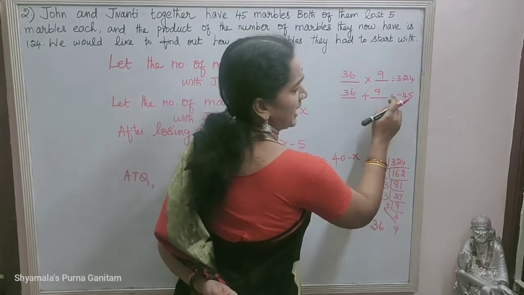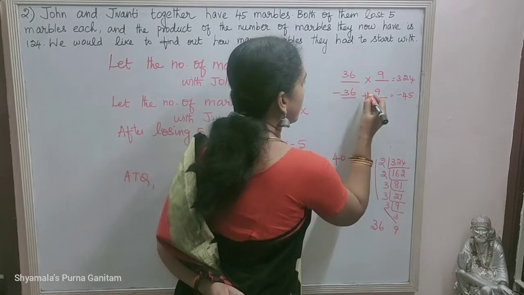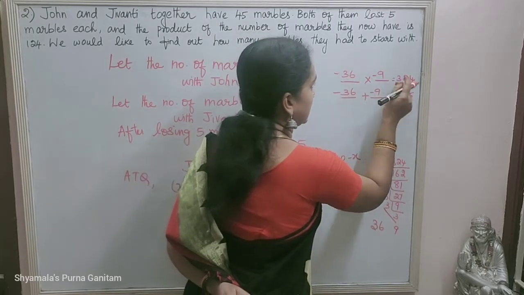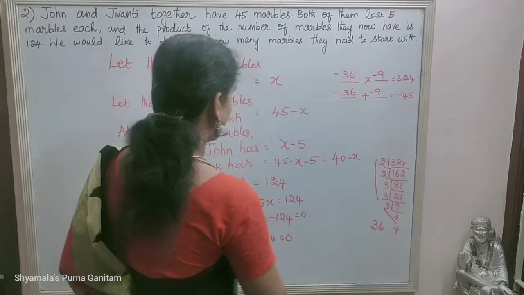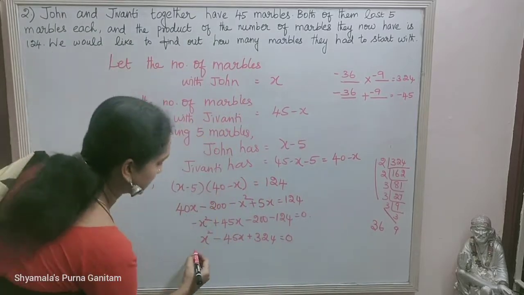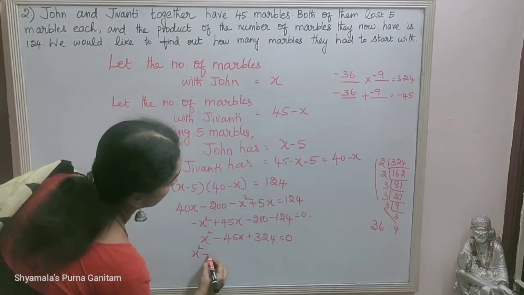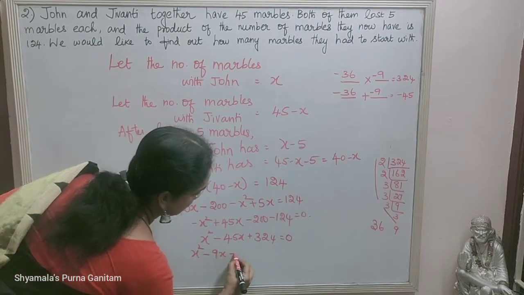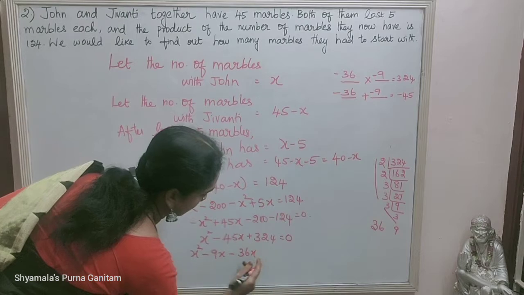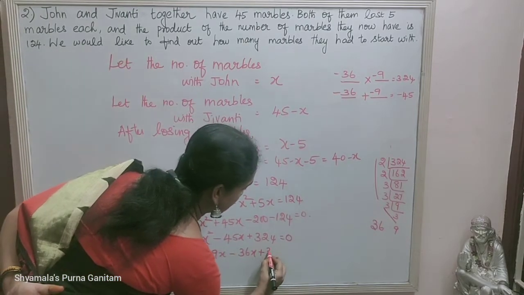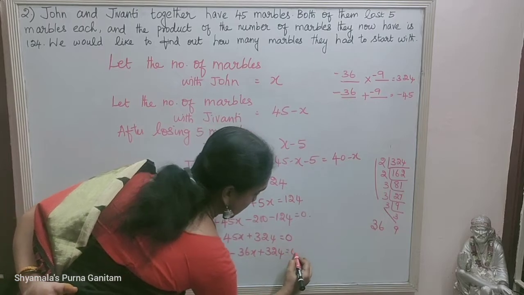Since this one is minus 45, both the terms should be negative. If I have a negative sign here, I will get positive. This is how you will find the two terms. So x squared minus 9x minus 36x, when I add minus 9 and 36, I will get 45, plus 324 is equal to 0.